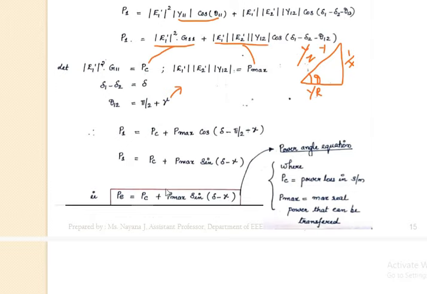Okay, this is called the power angle equation. This is very important. P is equal to PC plus P max sine of delta minus gamma. Gamma is the value by which the current is deviated, that we will see depending upon the load. So PE, the electrical power generated, is equal to the losses, which is a constant part, plus P max, the maximum real power that can be transferred, into sine of delta minus gamma, where delta is the load angle.